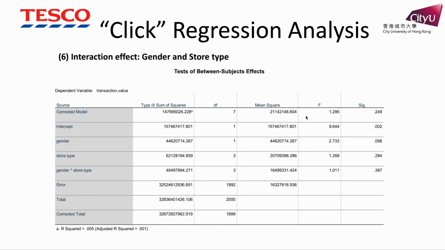We want to see if there is any interaction effect between any two independent variables that may affect the sales of Tesco. We apply tests on our dataset. In this case, we take 4 types of store as examples: Express, Extra, Metro, and Superstore, to see if there is an interaction effect with customers' gender. From this table, we find that the interaction effect between gender and store type makes no significant difference to the transaction value, since its p-value is greater than 0.05.